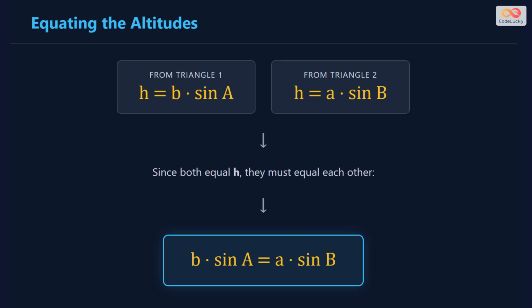Here is the key insight. We have two different expressions that both equal the height h. Since they both represent the same length, they must be equal to each other. So, we can write the equation: b multiplied by sine of A is equal to a multiplied by sine of B.